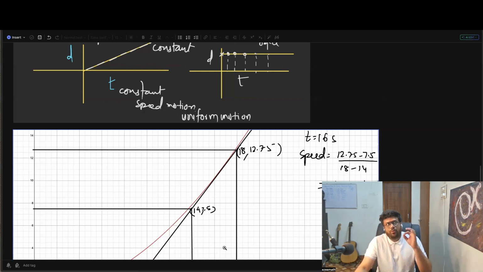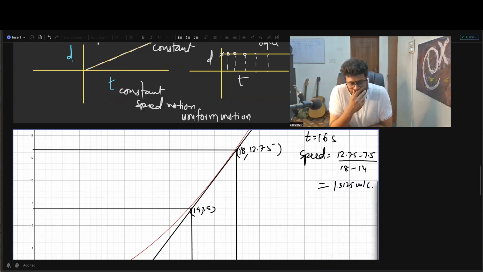We'll see you with speed time graphs next. Speed time graphs, and there are a lot of things in there. There are more important points which are being asked in the exam from the speed time graphs.